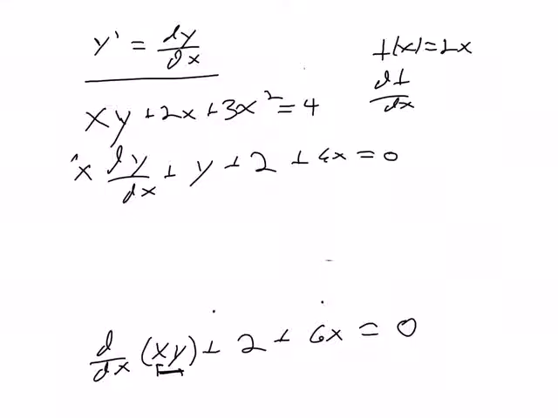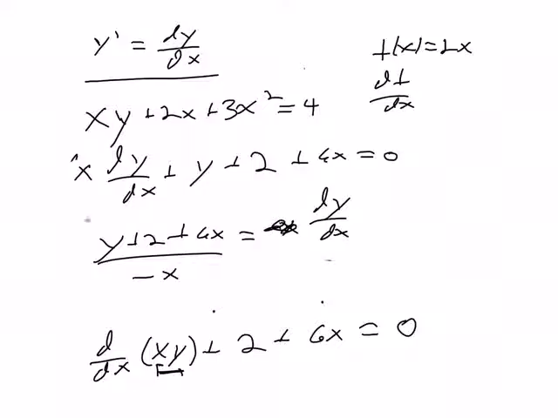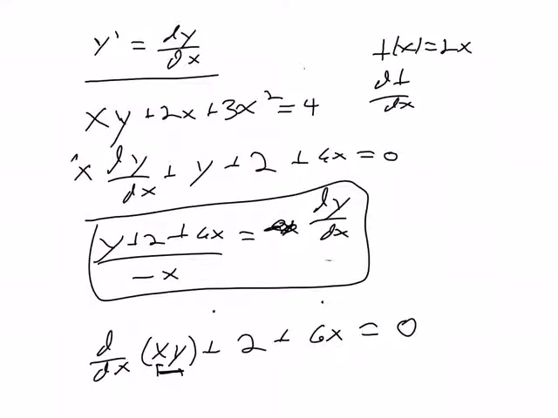Or in other words, we have that y plus 2 plus 6x is equal to negative x dy over dx, and then we move the negative over here, and we get a negative x. So that's what we get from there. So now let's solve for y.